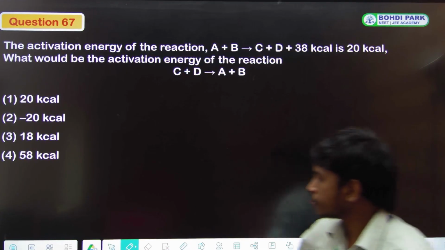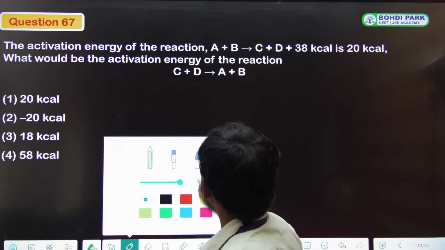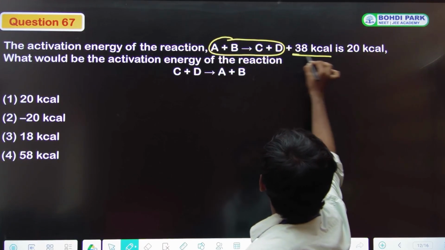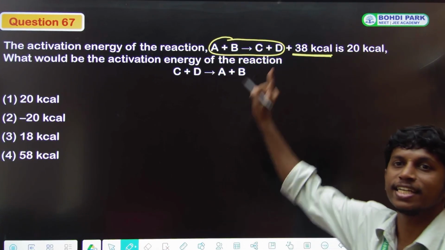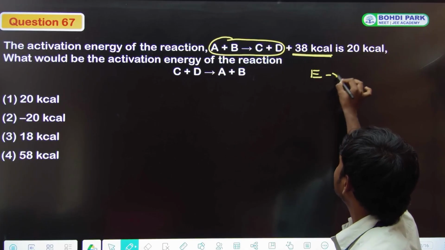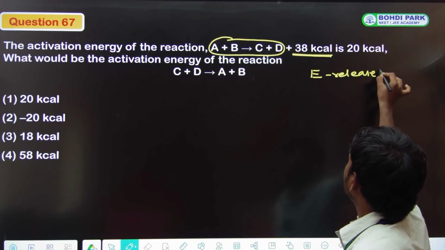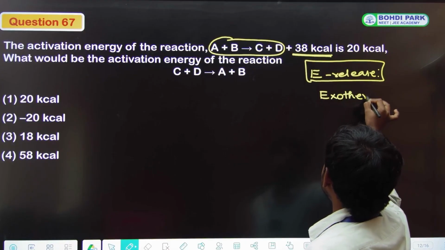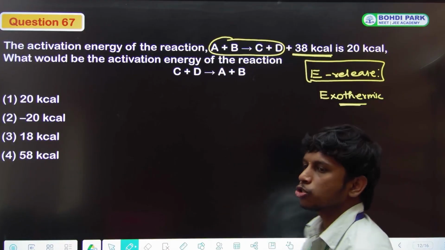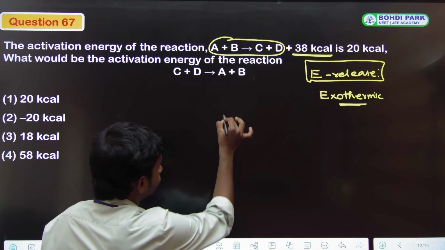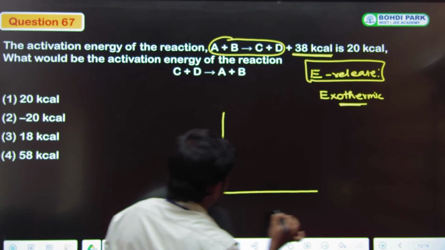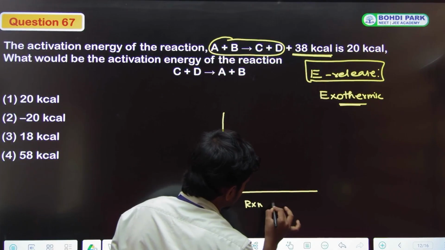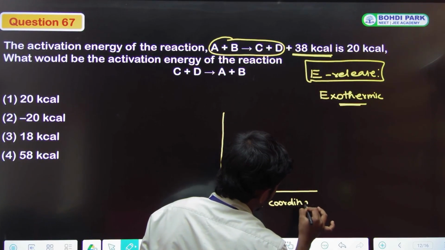Then the activation energy of a reaction A plus B gives C plus D plus 38 kilocalories. Energy is released. Energy release ஆகுதுன்னா what kind of reaction it is? It is an exothermic reaction. இது exothermic reaction. Exothermic reaction graph எப்படி வரைவோம்? This is a reaction coordinate plot. Okay, it's a reaction coordinate potential energy graph.